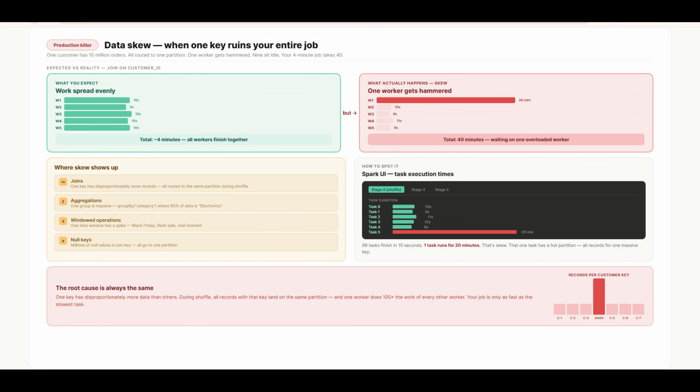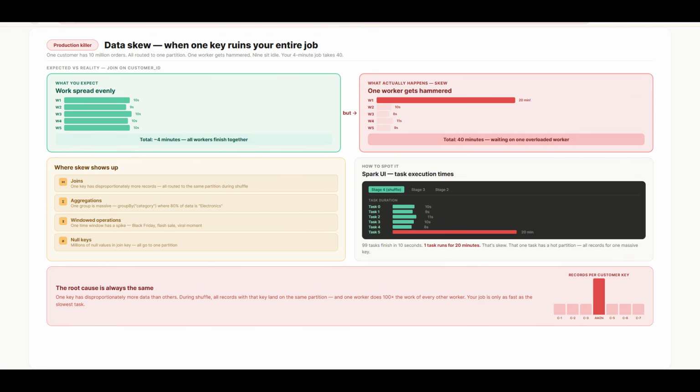One worker gets absolutely hammered, while the other 9 sit there basically idle. Your job takes 40 minutes instead of 4, and it's because of one key. That's data skew, and it's surprisingly common. It shows up in joins where one key has disproportionately more records. It shows up in aggregations where one group is massive. It shows up in windowed operations where one time window has a spike.